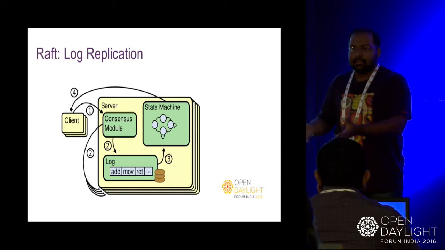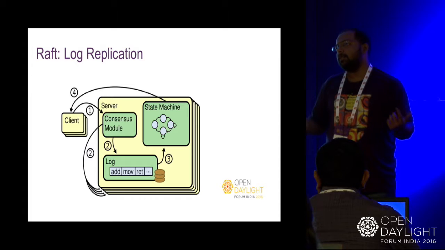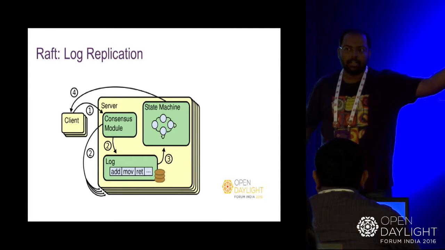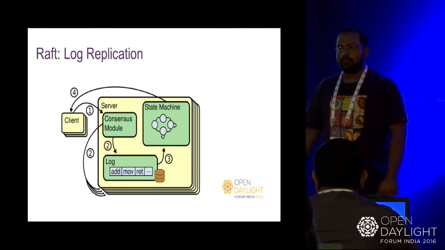The stale leader keeps on sending append entries, and the followers will reply false, false, false, because the followers see that there is a new leader out there who is sending them append entries, and they cannot take from the stale one.